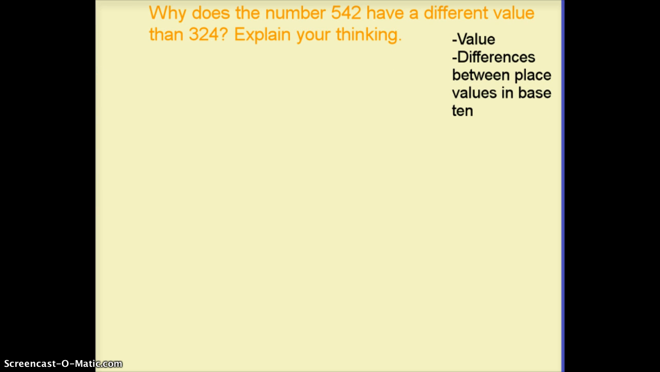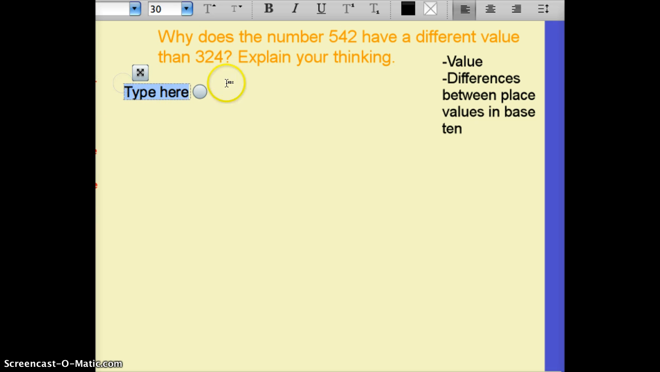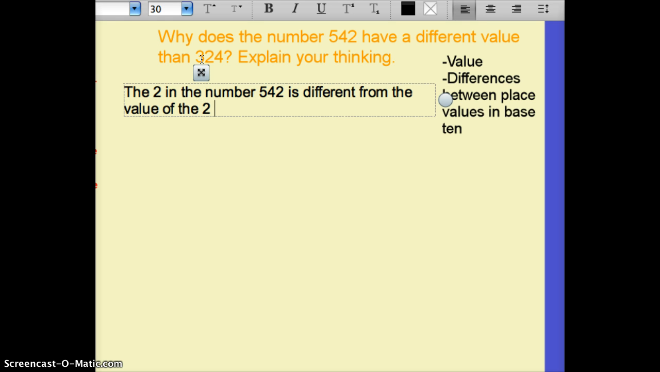So I'm going to start by talking about the value of the 2 in 542 and the 2 in 324. They both have the digit 2, but that digit is placed in different places, so that 2 has different values in either number. So I'm going to start by saying the value of the 2 in the number 542 is different from the value of the 2 in 324.